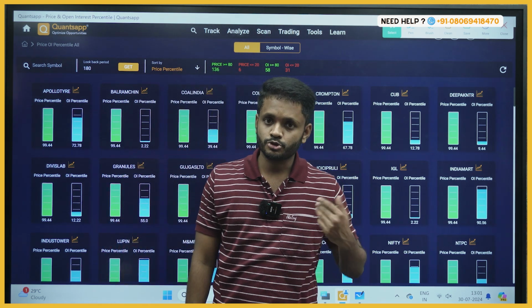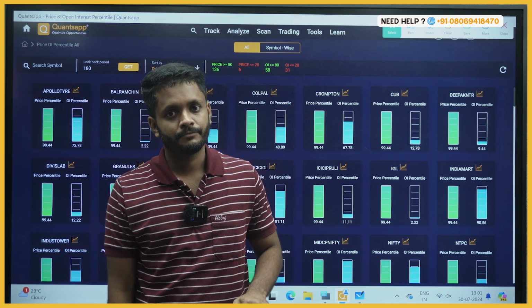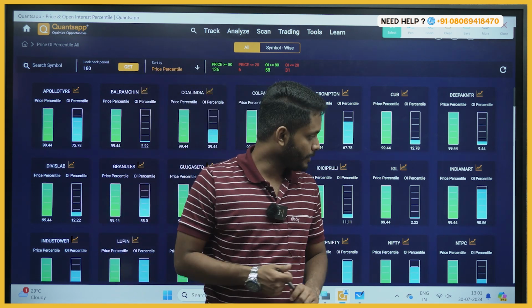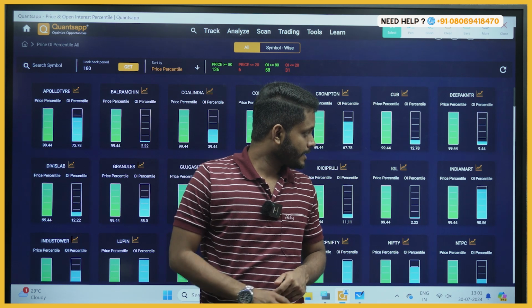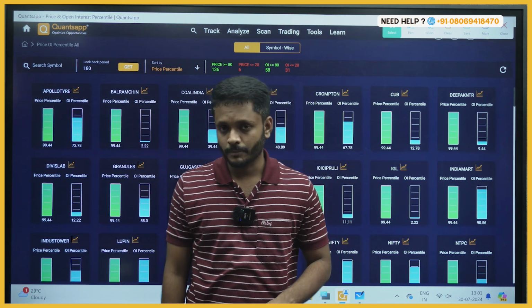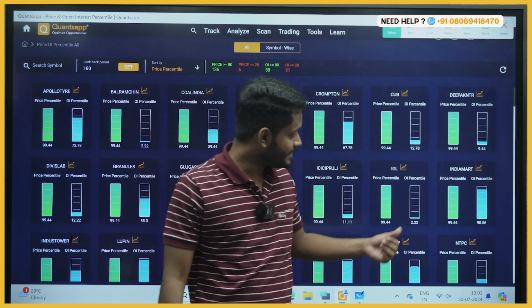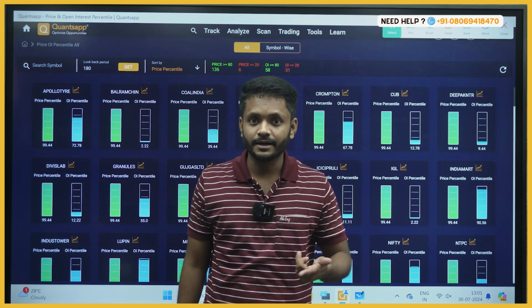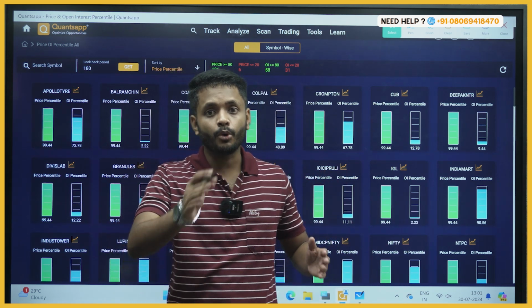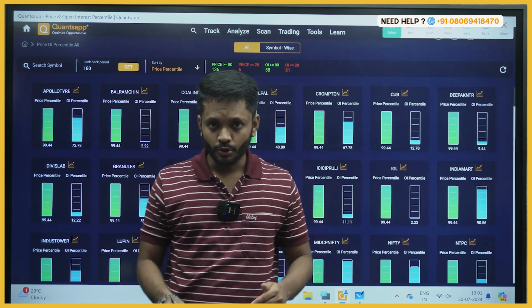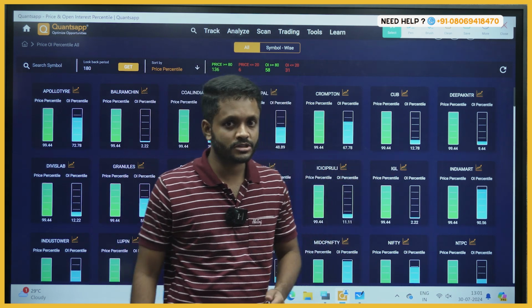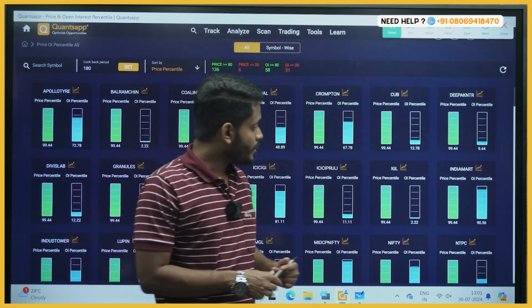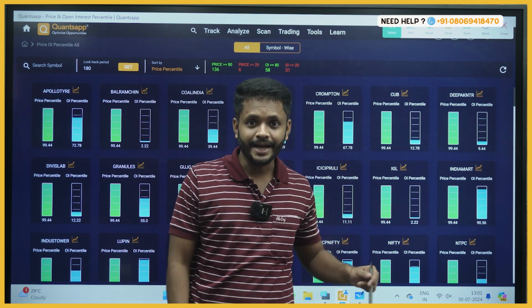So am I supposed to go and enter into the trade immediately? The answer is no, because right now I have opened this screen and I am seeing that IndiaMART's price is above 90 and OI is also above 90, but I don't know when this condition got triggered, that is, when price and OI both approached 90. Was it today, was it yesterday, or was it 10 days back? I don't know, correct?